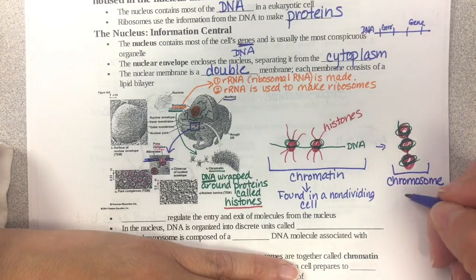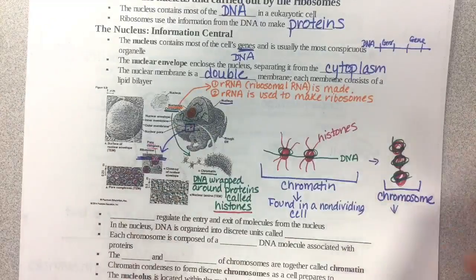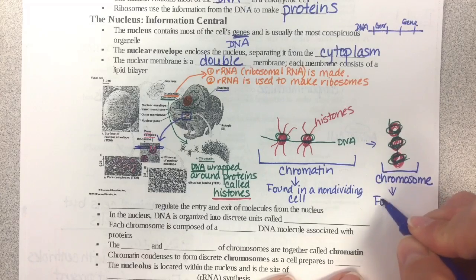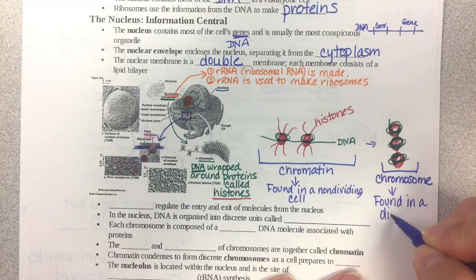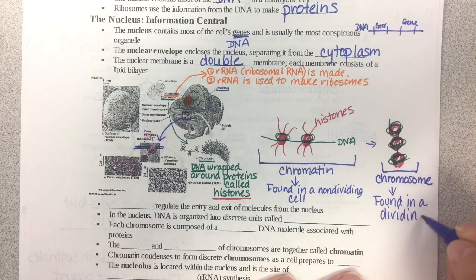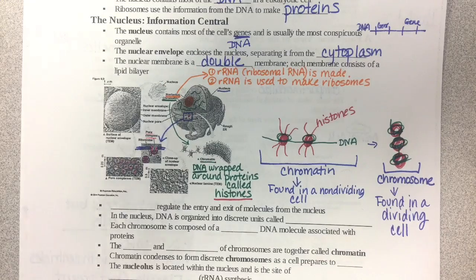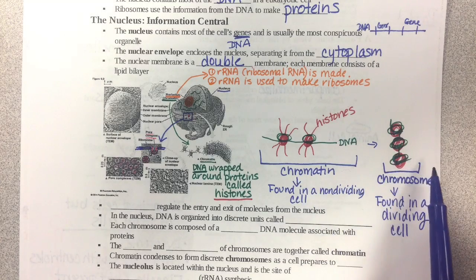In chromosomes, this only happens where it bunches together and forms the stockier structure. It only happens when the cell is dividing. So this is found in a dividing cell, when it's getting ready to go through mitosis or meiosis. You probably remember those terms from biology. And so that's the relationship between these two.